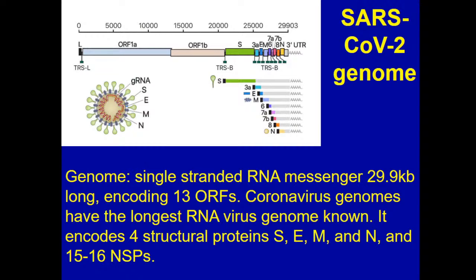Few words more about the genome. So you know single-stranded RNA, messenger RNA, but then the coronavirus genome has the longest RNA virus genome known, and it encodes 4 structural proteins. Can you take a look here? This is S protein, this one, then M protein, this one, E protein, this one, blue, and N protein, that is inside. 4 structural proteins. Apart from this, it encodes information about 15 to 16 non-structural proteins. Can you imagine? That's so many.